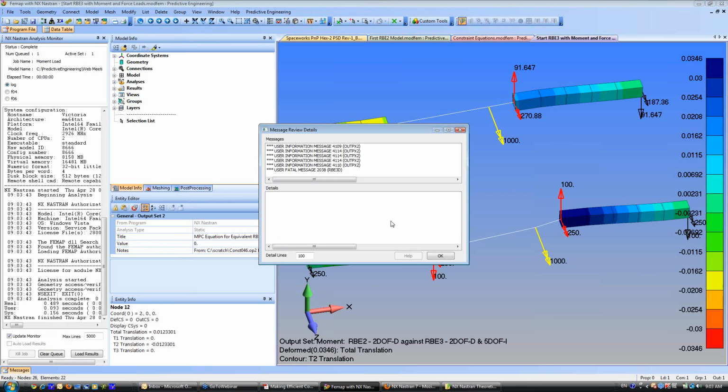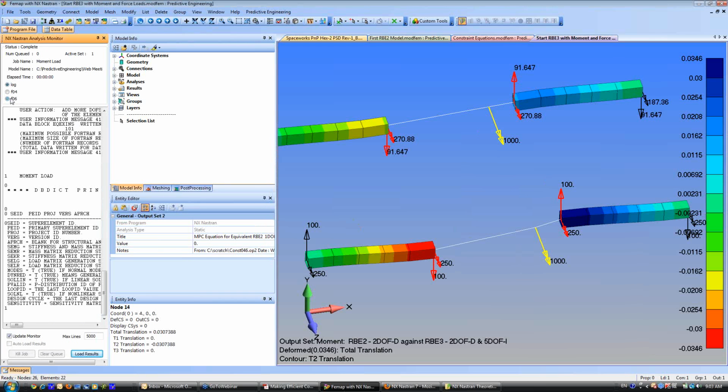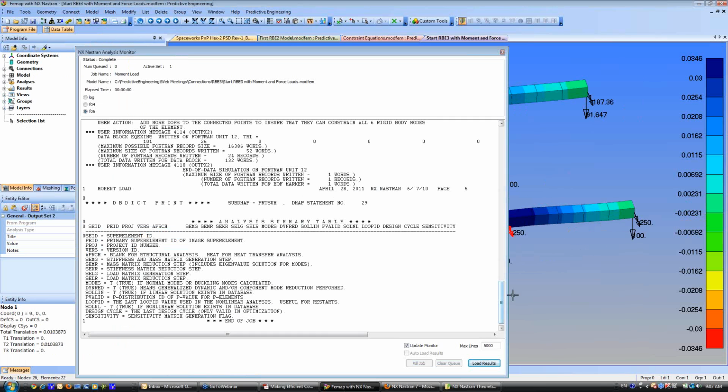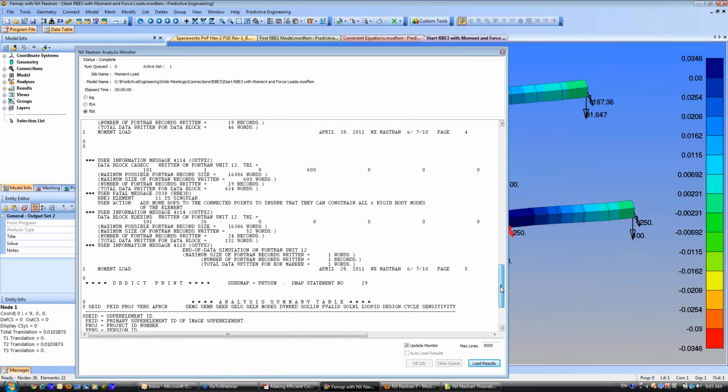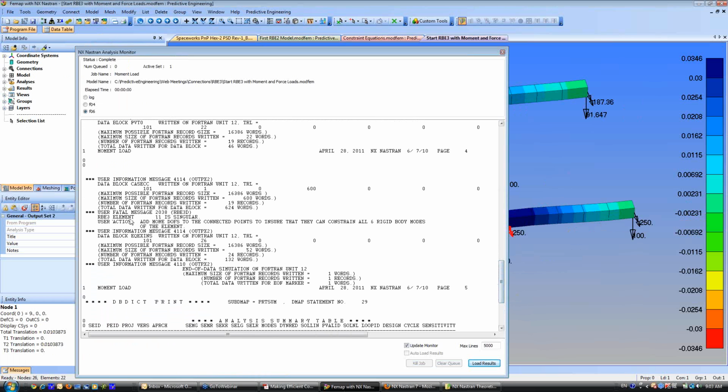Fatal error. Let's see what it says. Let's go here to F06. RBE3 element 11 is singular. User action: add more DOFs to the connected points to ensure that they constrain all 6 rigid body modes of the element. And I tell you, I never quite understood what the heck that meant until I started preparing these notes for this thing.